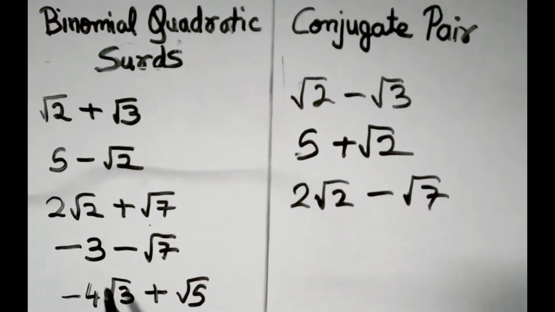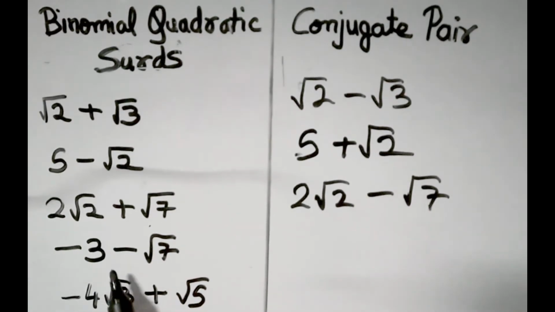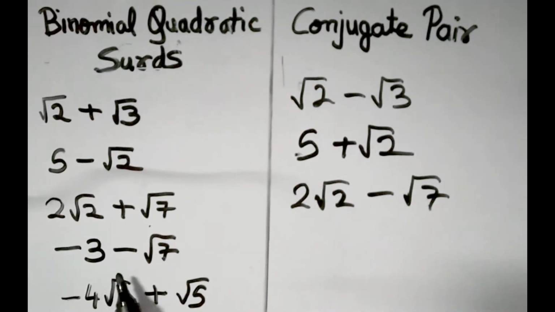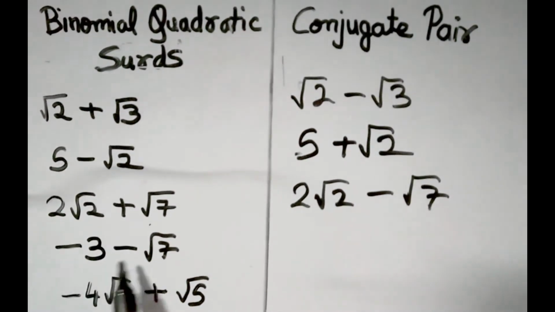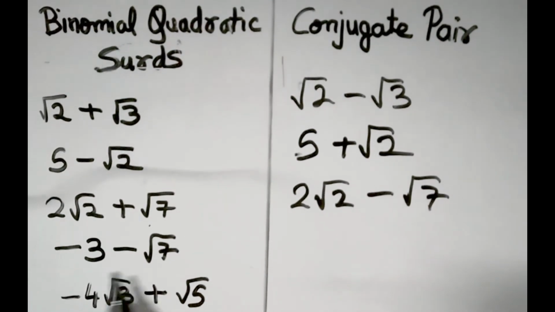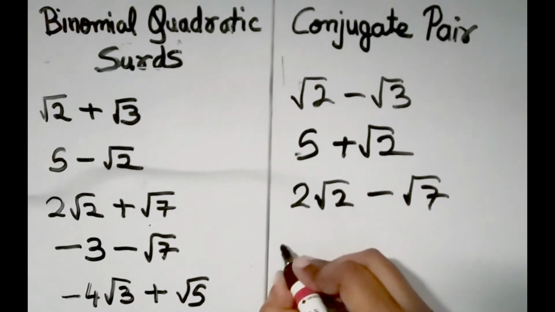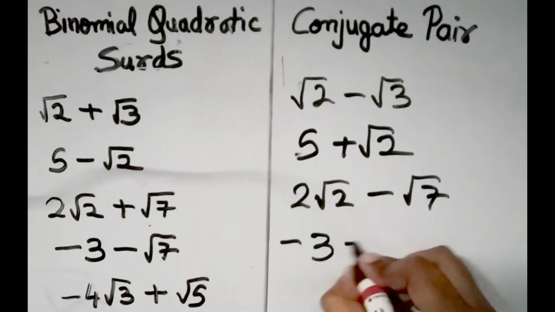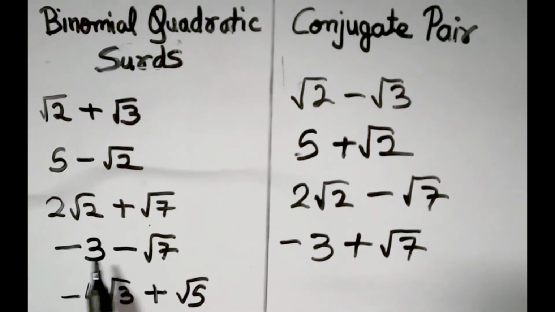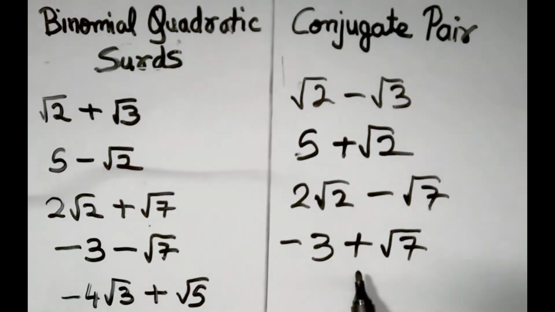Okay. Now here minus 3 minus root 7. Minus 3 we will not change. Only the sign which is there between these two numbers, that we will change in the conjugate pair. So here the conjugate pair of this will be minus 3 plus root 7. Only the sign which is coming in between two numbers, that we will change.